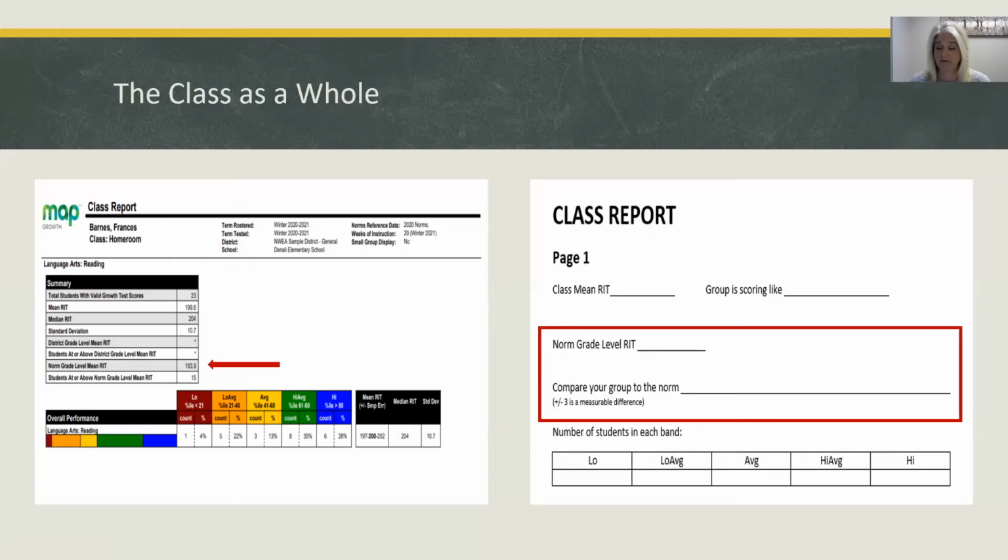I may find that my class is performing significantly lower than the norm. I may find that my class is performing like the norm. It tells me how the whole group is all together.